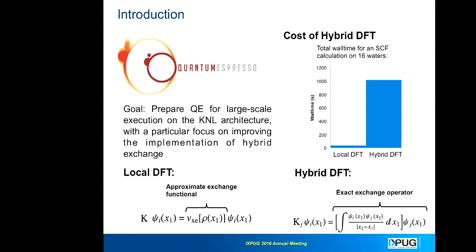It's a plane wave DFT code for material science and chemistry simulations in the condensed phase. And it's one of the most used software packages at NERSC. If you look at the sort of calculations that most users run, they're generally using DFT calculations with local or semi-local functionals. But really, what people would like to do is go a step beyond that and use more sophisticated hybrid functionals, which involve the calculation of a large number of integrals that look like this.